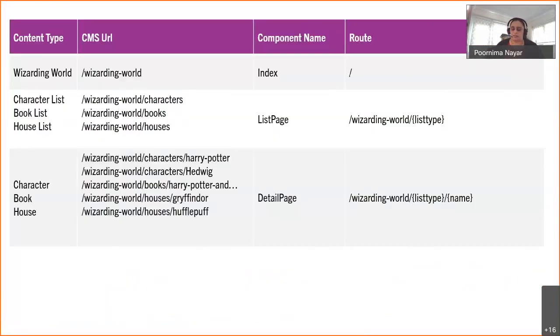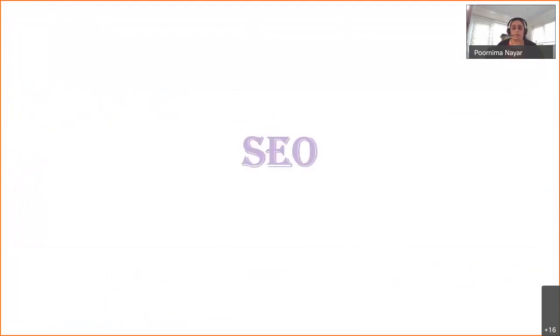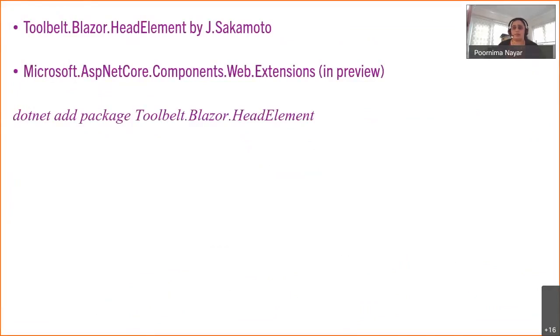One thing when we think about single page applications that always comes to our mind is SEO. And there is a way to tackle SEO in Blazor as well. For it, I have made use of this package called Toolbelt Blazor Head Element by Jay Sakamoto. There is also an extensions package from Microsoft, which is in preview. It's not production ready, but this package which I've used helps get it ready for both server-side Blazor as well as WebAssembly Blazor.